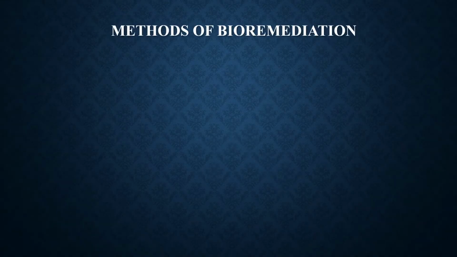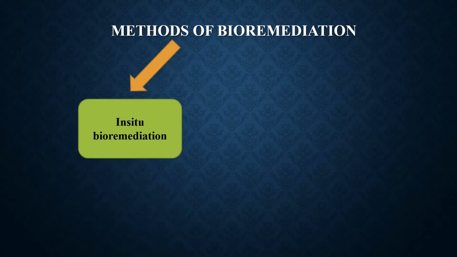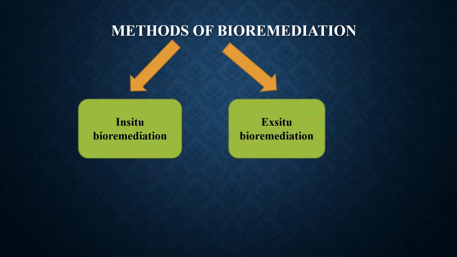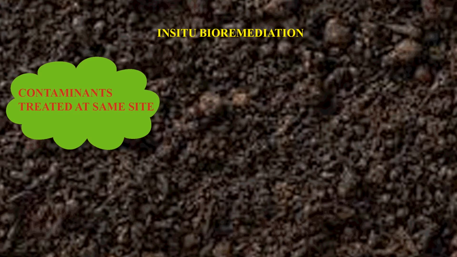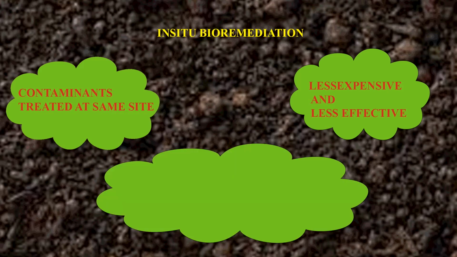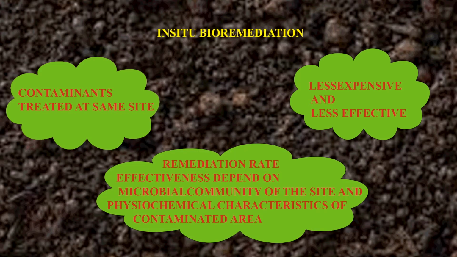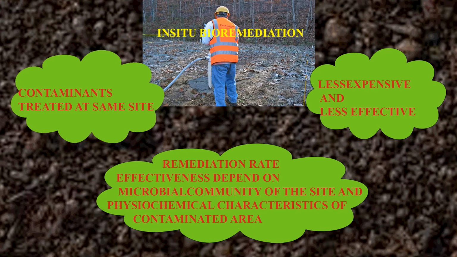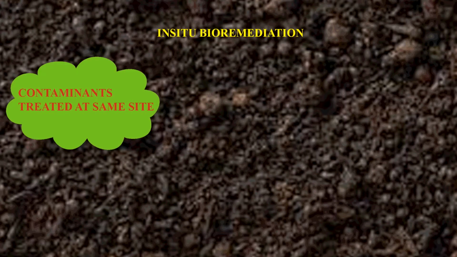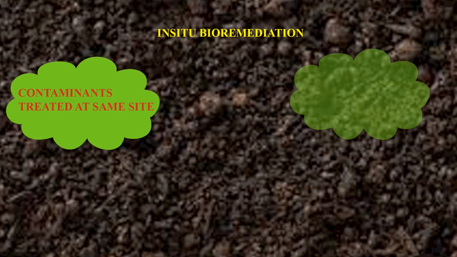Methods of bioremediation. Bioremediation can be done through two methods. That includes in situ bioremediation and ex situ bioremediation. In situ bioremediation: contaminants are treated at the same site using biological systems. This remediation process is less effective, but it is less expensive. In situ bioremediation is mainly used to treat contaminations in soil and groundwater.